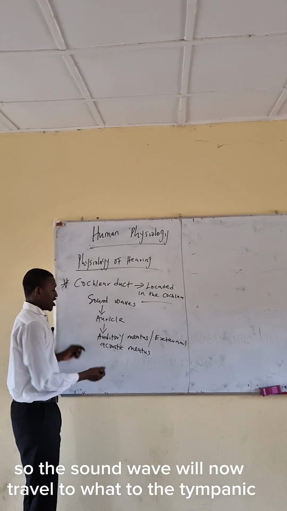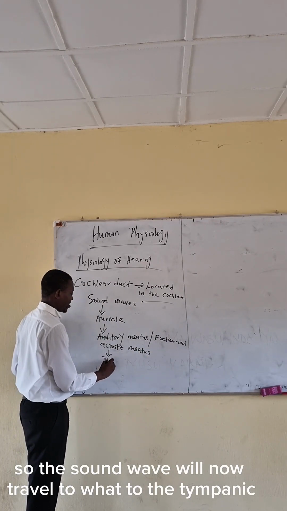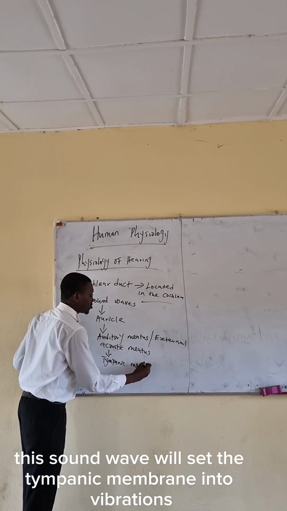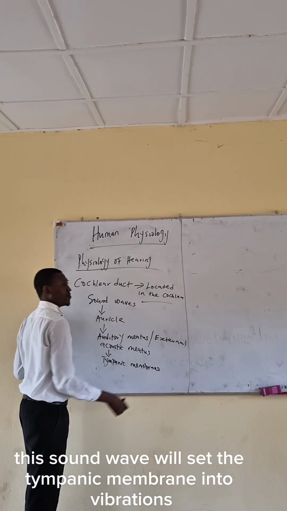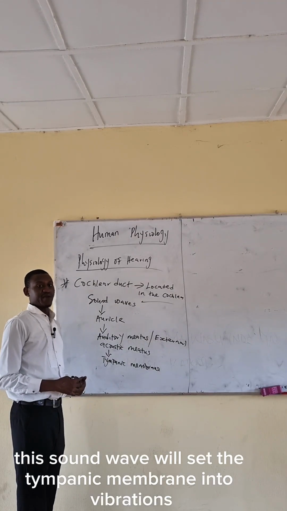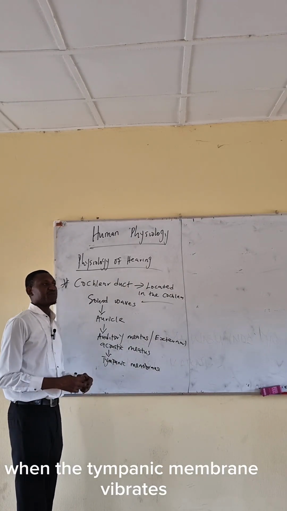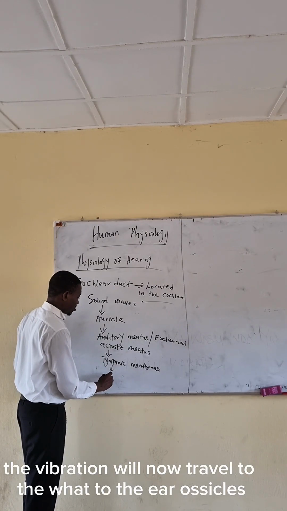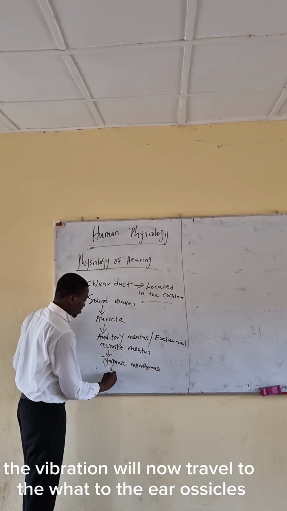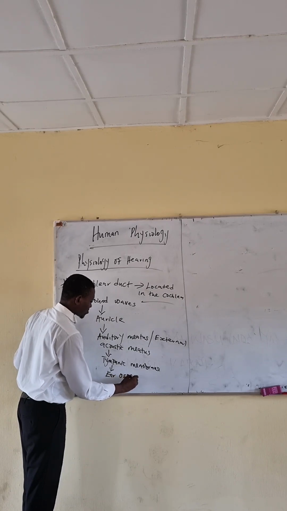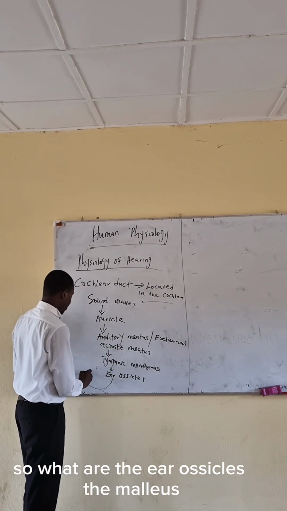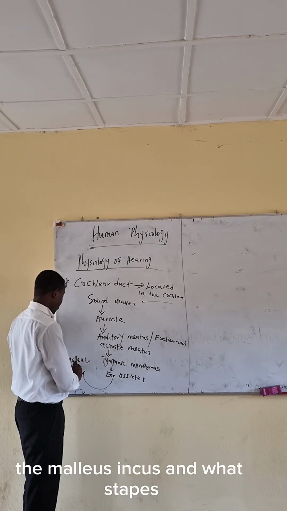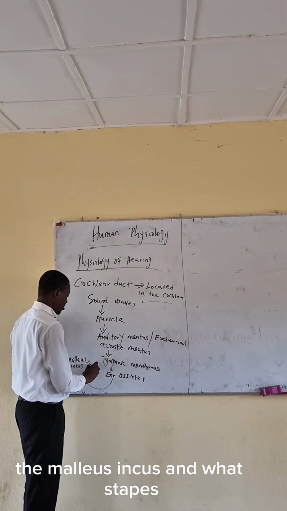So the sound wave will now travel to what? To the tympanic membrane. This sound wave will set the tympanic membrane into vibrations. When the tympanic membrane vibrates, the vibration will now travel to the what? To the ear ossicles. So what are the ear ossicles? The malleus, incus, and what? Stapes.